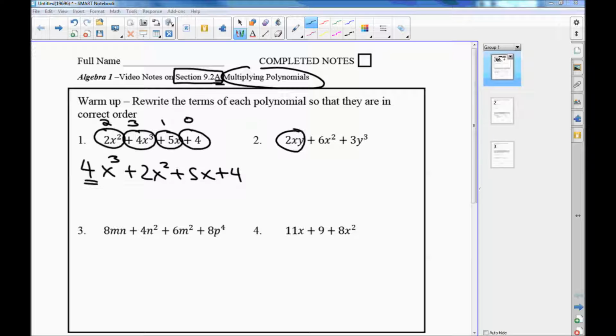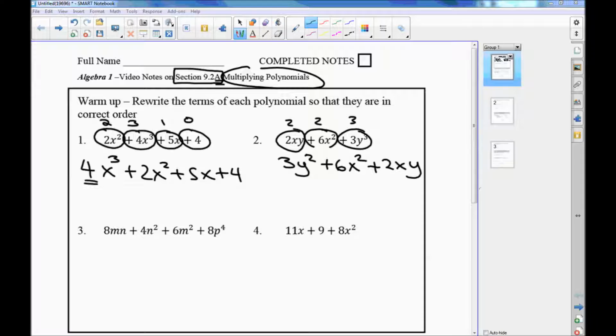All right, number 2. This is degree 2. This term is degree 2. And this last term is degree 3. So our degree 3 term will go first, 3y cubed. And then we have 2 that are tied with degree 2. So we have to put them in alphabetical order. And xx will come before xy. So we're going to put 6x squared first, and then 2xy.